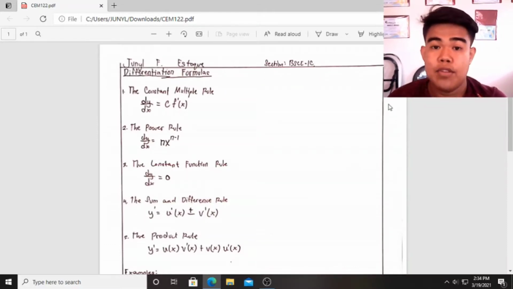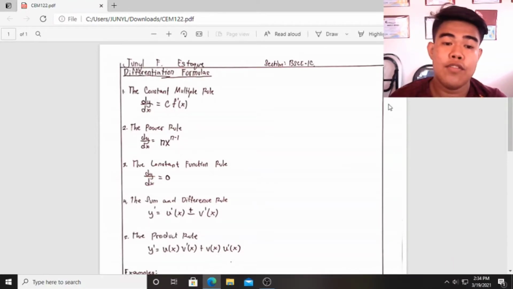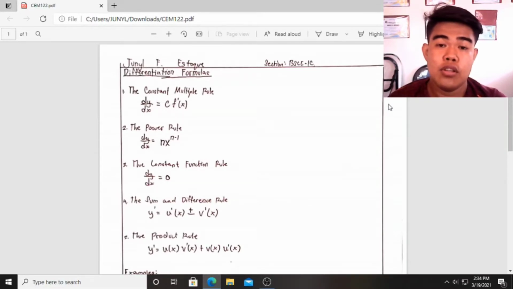My name is Junel Atistoque and I'm from section BSCE1C, and these are the differentiation formulas. Number 1. The constant multiple rule. The formula for constant multiple rule is derivative of y over derivative of x equals c f prime x.